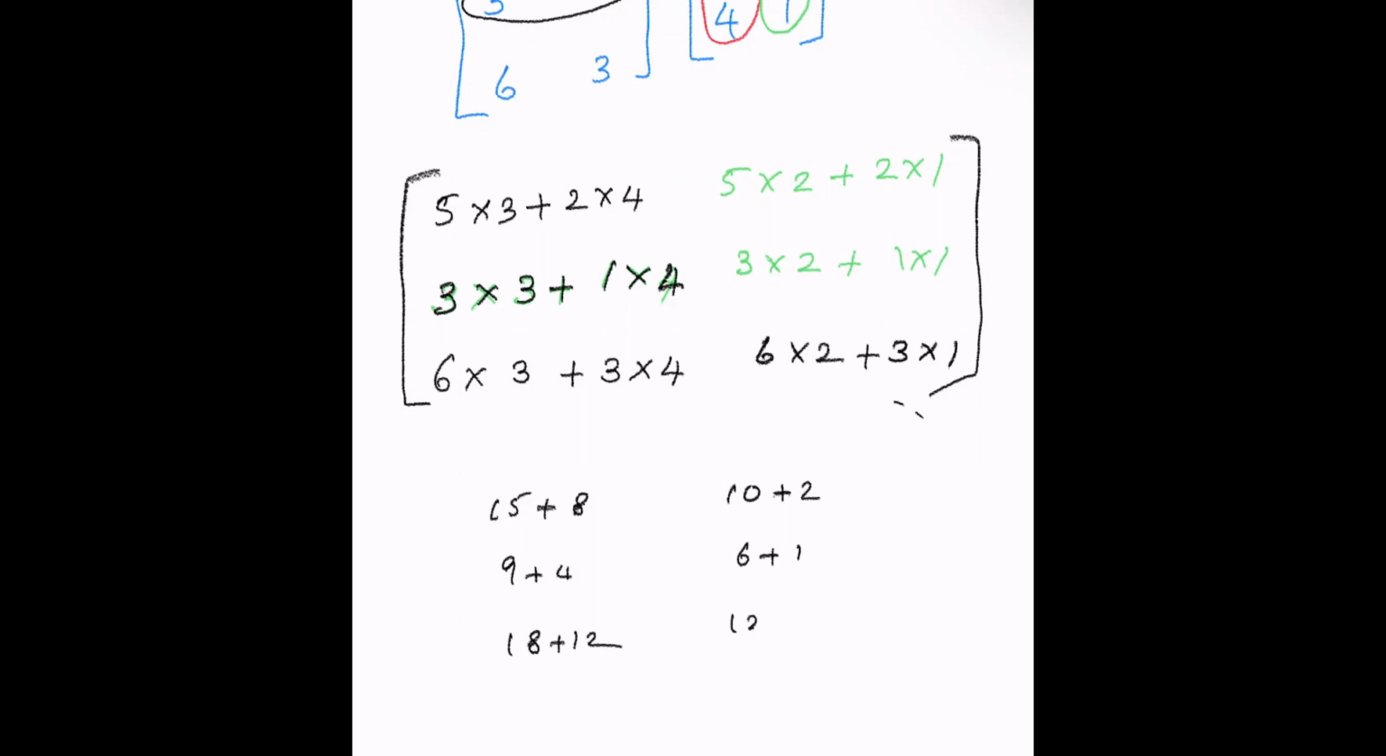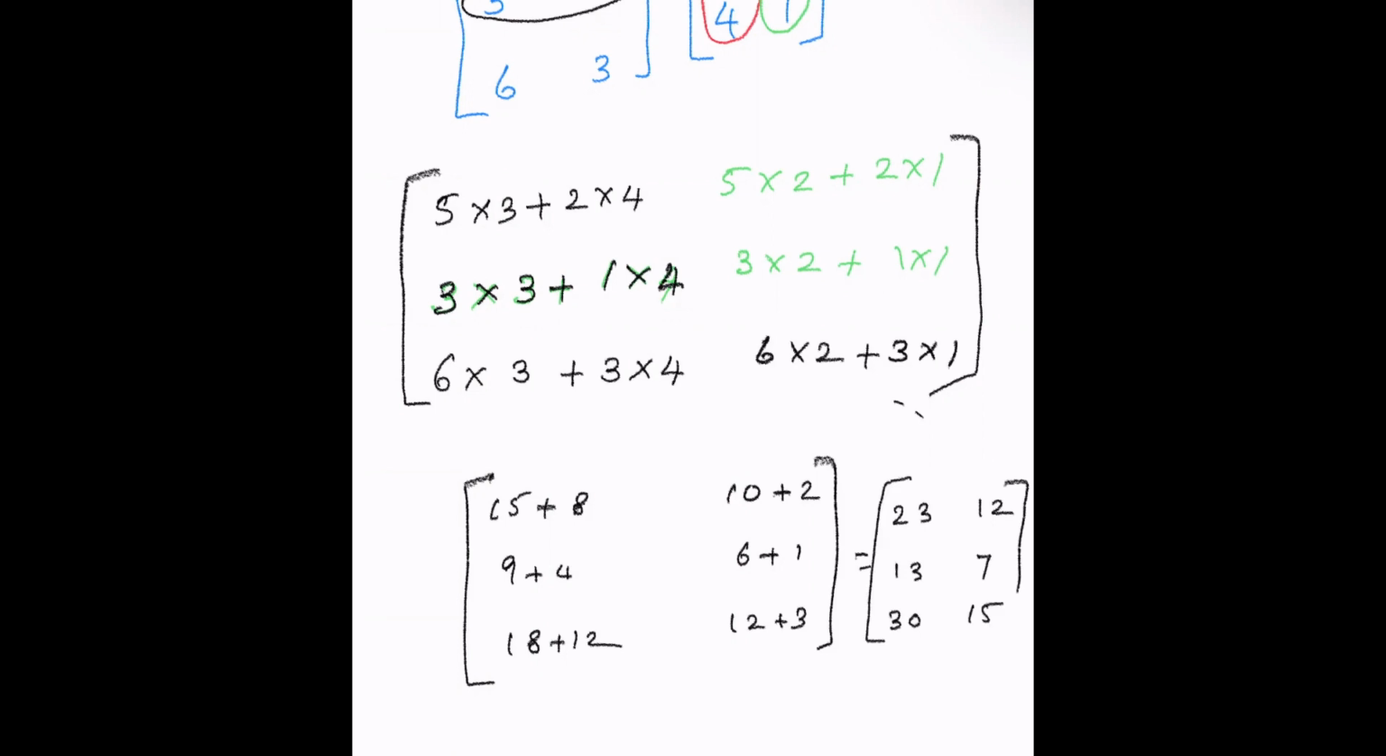Then 12 plus 3. So this is what I'm getting. This results in 15, plus 8 is 23, 12, 9 plus 4 is 13, 7, 18 plus 12 is 30, 15. So this is the final answer.